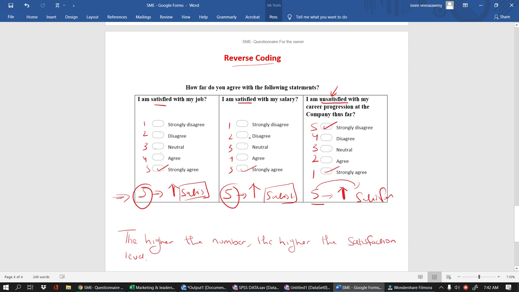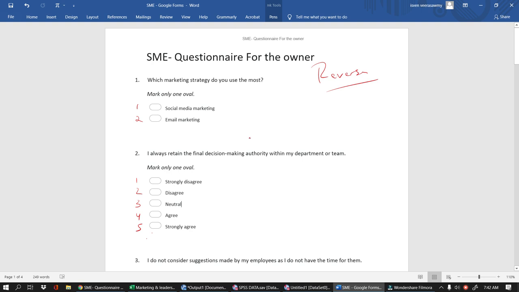Let's go back to our questionnaire. We have already assigned numbers to each category. Now we need to transfer these codes to Excel.